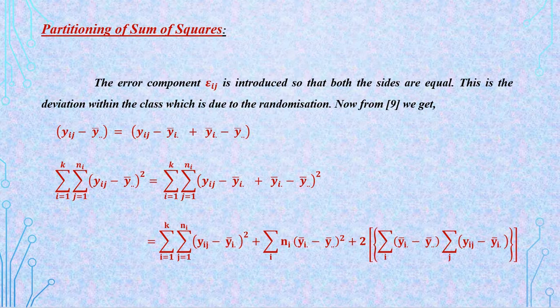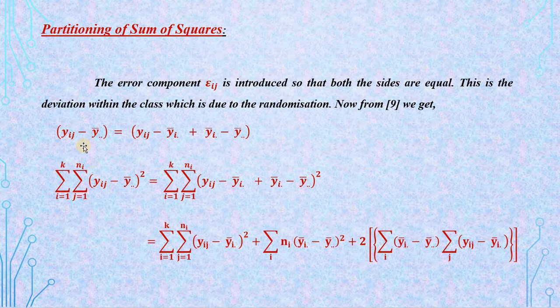Then the partitioning of sum of squares. Error component epsilon ij is introduced so that both the sides are equal. This is the deviation within the class which is due to the randomization. Now we have yij minus y double dot bar which is equal to yij minus yi dot bar plus yi dot bar minus y double dot bar. So here you see, you can cancel the yi dot bar, minus yi dot bar plus yi dot bar, and we have yij minus y double dot bar.